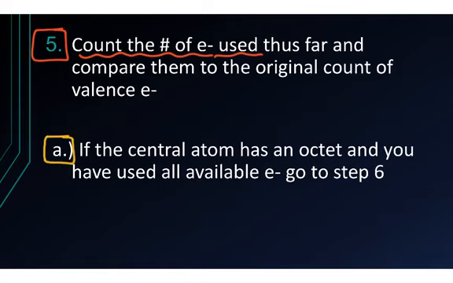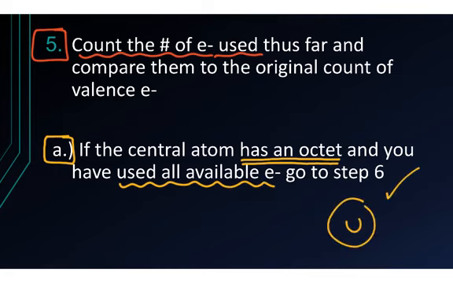Option A, if the central atom has an octet, I'm going to underline this because if it doesn't have an octet, we're not done. But if it has an octet, and you've used up all of your electrons, yay, you go to step 6. Step 6 is a good step because that's your final step. So this is an occurrence that could happen. This is the best possible scenario.